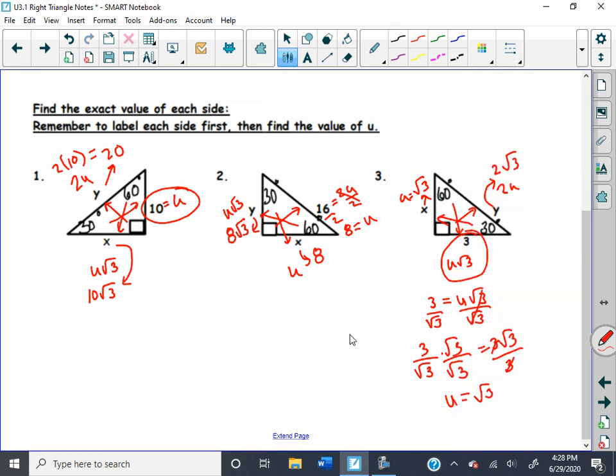All right, so go ahead and try the Pythagorean theorem, and then the special right triangles, 45, 45, 90, and 30, 60, 90 triangles. Again, try to label the sides, and then simplify your radicals.